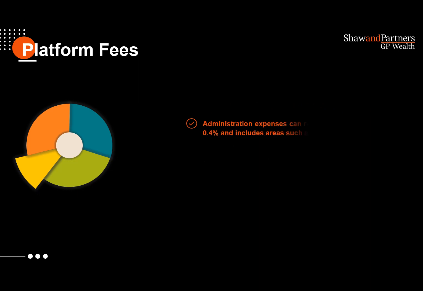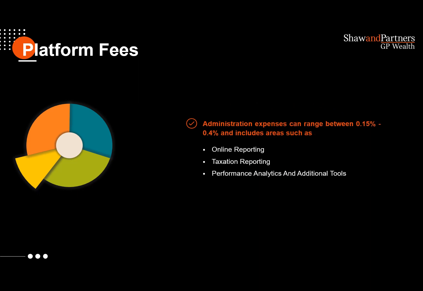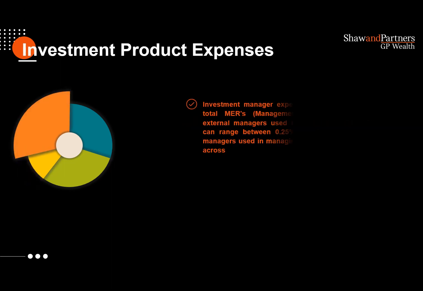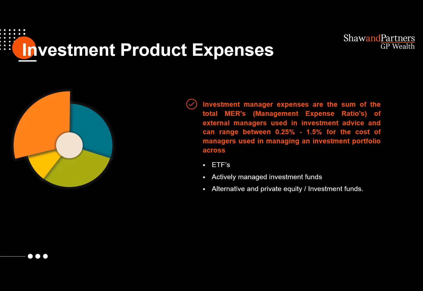Your administration costs sometimes also are added onto that. They can range between 0 to 0.4%, and they cover the cost of your online report, online access, your tax reporting, and your other administration services. Finally, if you're using external managers as part of your advice, they also have their additional management costs embedded within the funds they use, and they can range anywhere from 0.25% to 1.5% depending on the fund and their particular strategy.